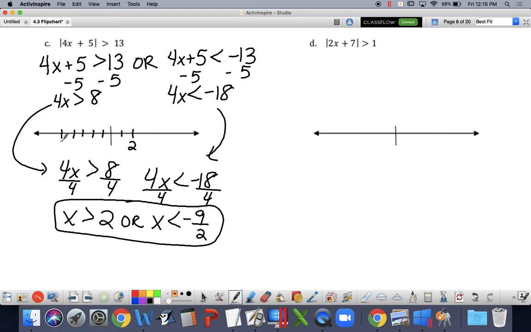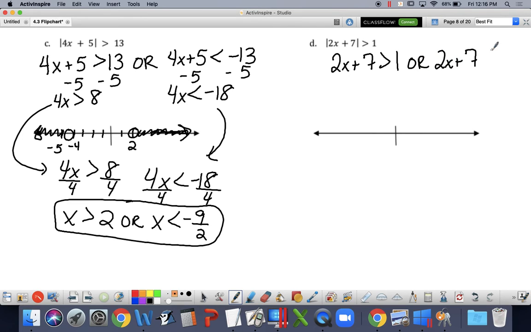So negative 9/2 is negative 4.5, so somewhere in between negative 4 and negative 5. And I have an open circle for both of these, right? No equal to's there. Go ahead and shade. Shade. Just chugging along, looks good, no questions. Let's do our last one. 2x plus 7 greater than 1, or 2x plus 7 less than negative 1. Same process. Get the x all by itself.